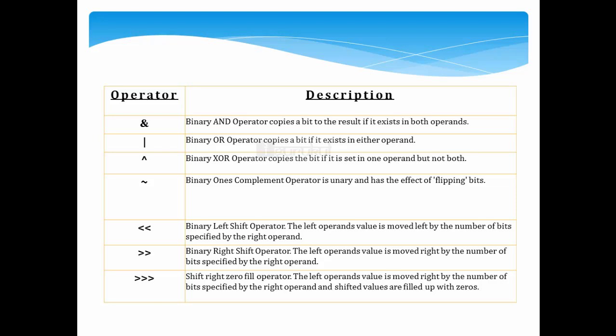These are the few basic types of bitwise operators. The first one is the binary AND operator. The second one is binary OR, then binary XOR, then binary ones complement. Then we have binary left shift, binary right shift and shift right 0. So these are the few basic bitwise operators. As you can see, the name starts with binary, so that means we will be working with 0 and 1. So let's have a look.